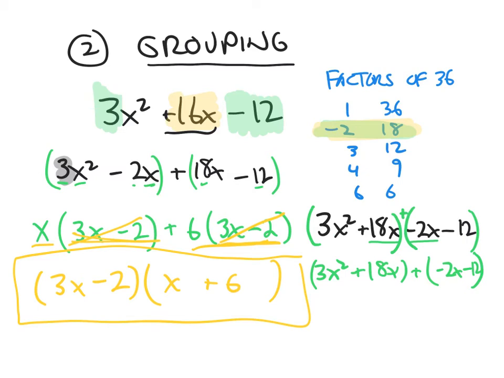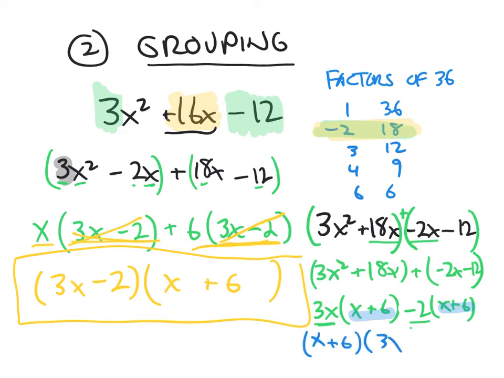Again, I can factor out the common factor, which in the first group is 3x. And in the second group, I can factor out a -2. This is slightly different now because the thing they have in common is an x plus 6. So we can take that out, and we have 3x minus 2. So it's still the same answer, just in a different order.